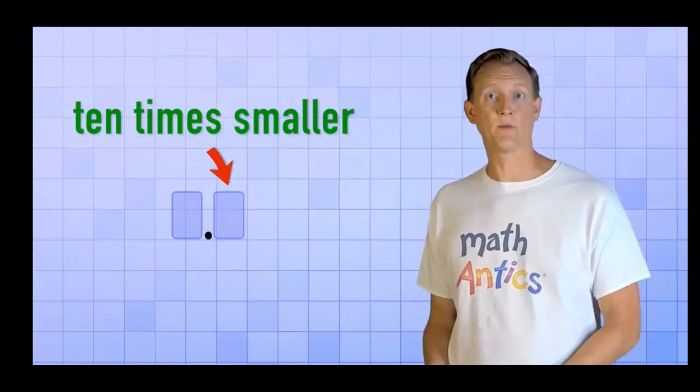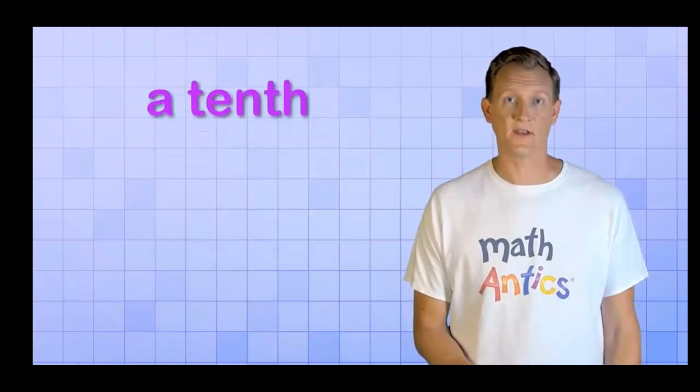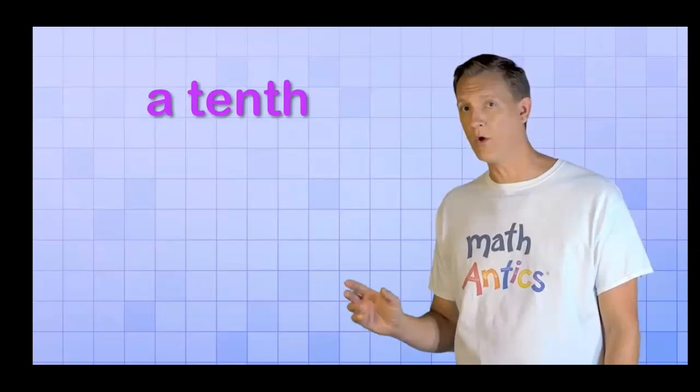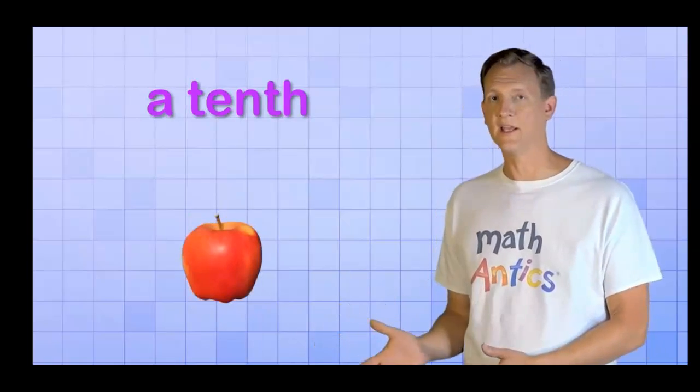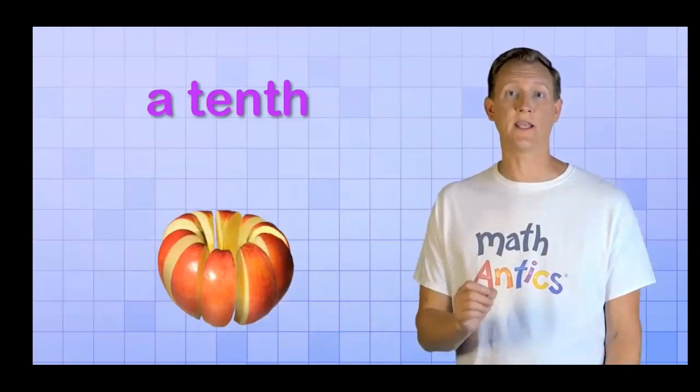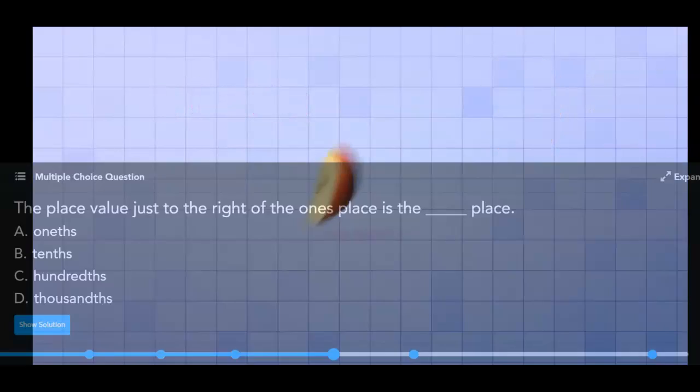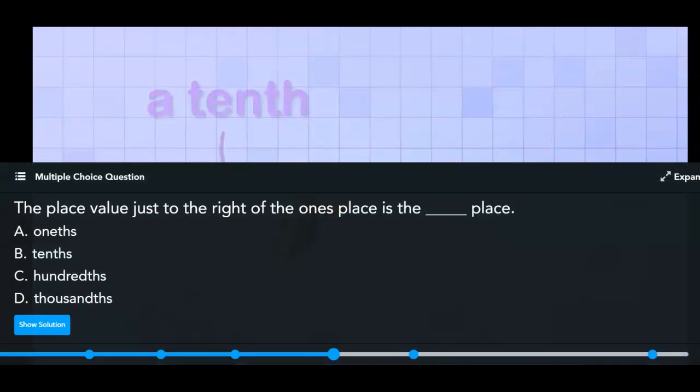The amount that's 10 times smaller than 1 is called a tenth. It's the amount you get if you take one whole, like one whole apple, and divide it into 10 equal parts, keeping just one of them. The place value just to the right of the ones place is the what's place? Once, tenths, hundredths, or thousands?